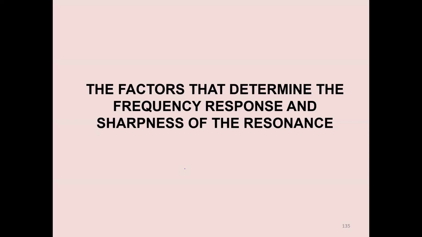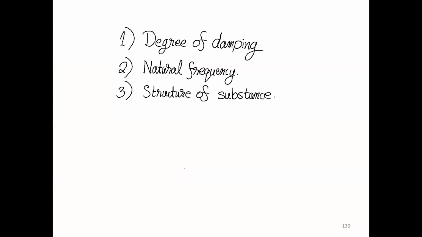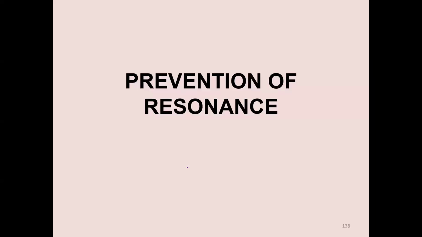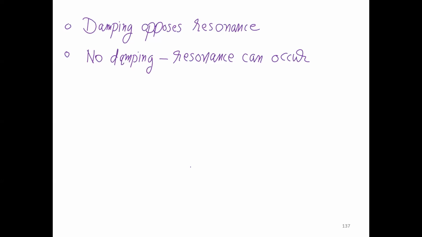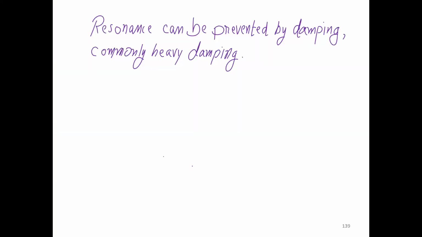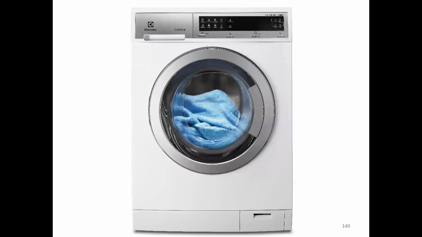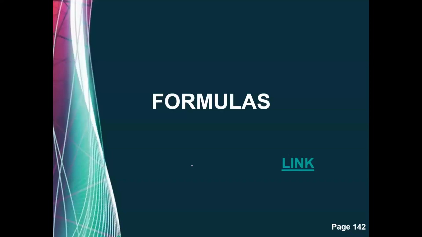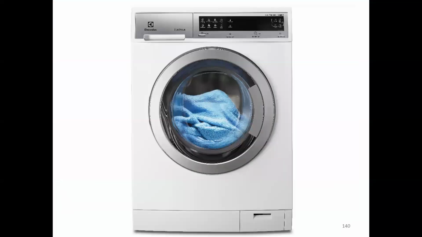There are some factors which control the resonance: degree of damping, natural frequency, structure of substance. Normally, damping opposes resonance. So resonance can be prevented by damping. This is the washing machine. If you put a heavy mass in the center of the drum, resonance occurs. Now this was our revision for SHM.